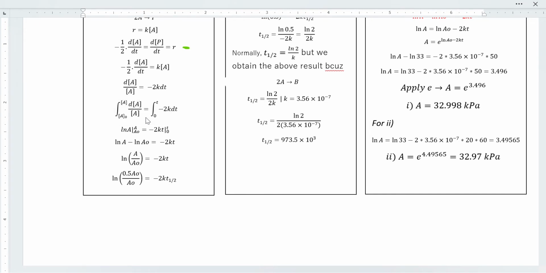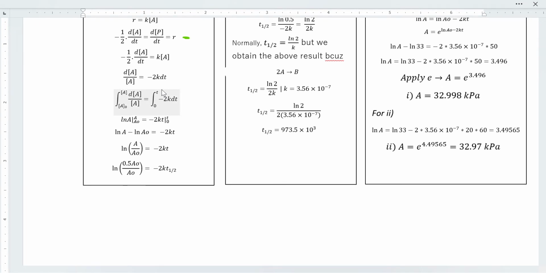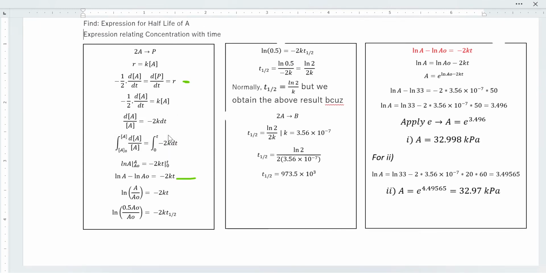So let's talk about the limits of integration. The time is going to be from 0 to t, and the concentration is going to be from A at any time to A naught, which is A initial. We integrate them, and this is the result we obtain. This over here is our final equation for the concentration profile of A, which says ln A at any time minus ln A naught, the concentration initially at time equals 0, is equal to negative 2kt, where k is the reaction rate constant.